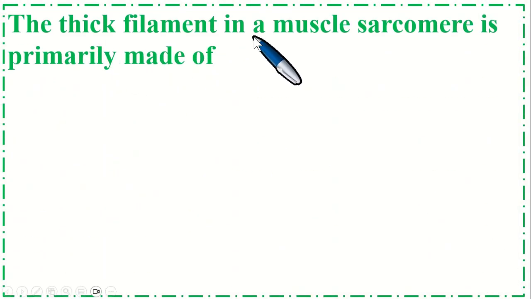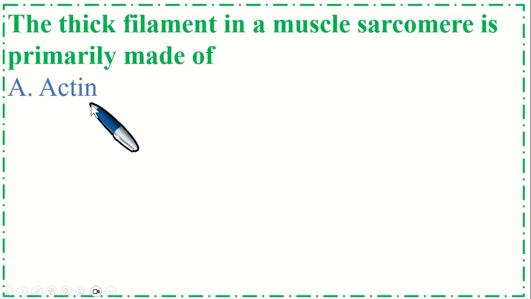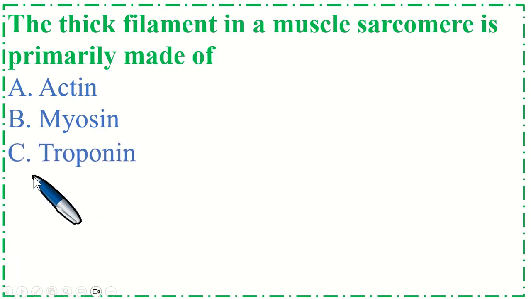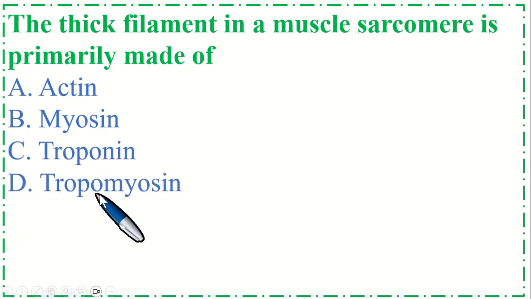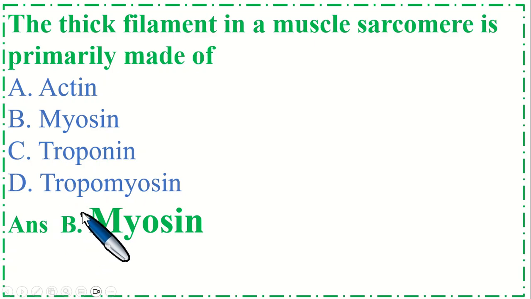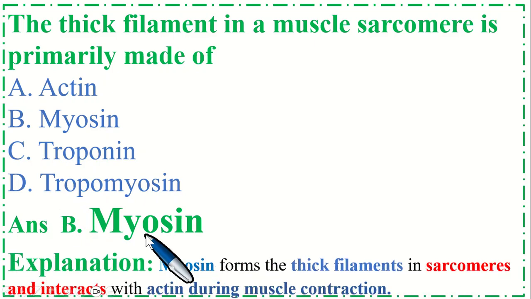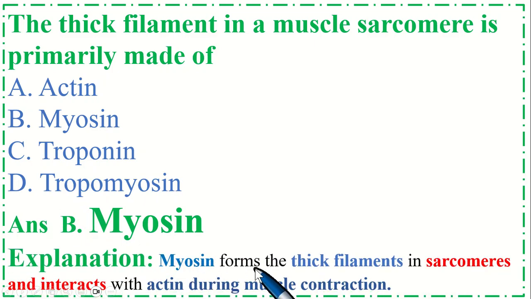The thick filament in a muscle sarcomere is primarily made of option A, actin, B, myosin, C, troponin, and option D, tropomyosin. So the correct option is B, myosin. Myosin forms the thick filaments in the sarcomere and interacts with actin during muscle contraction.